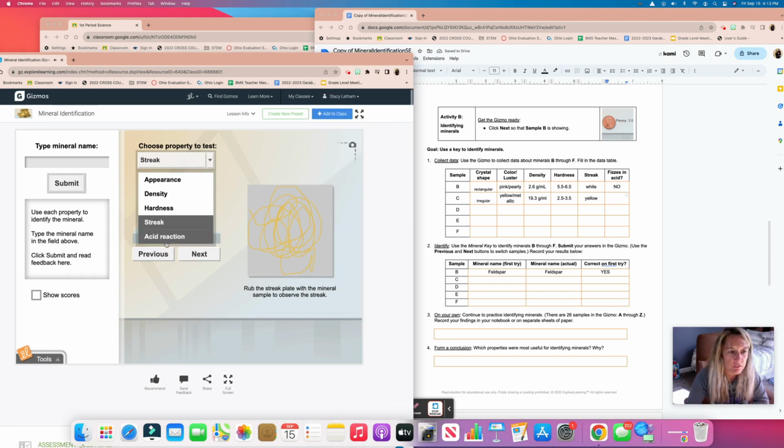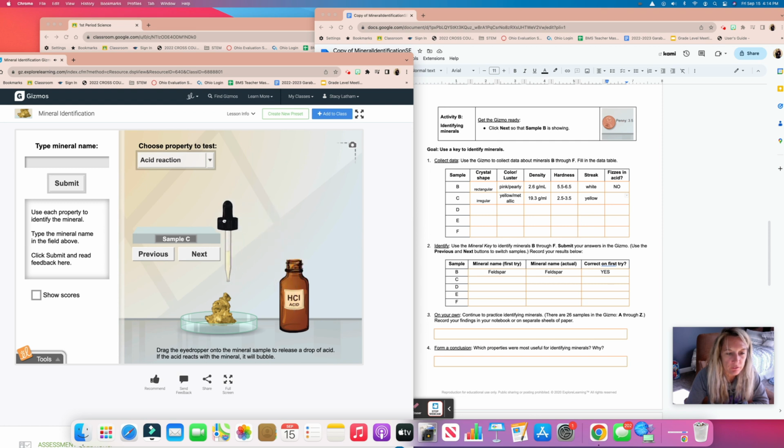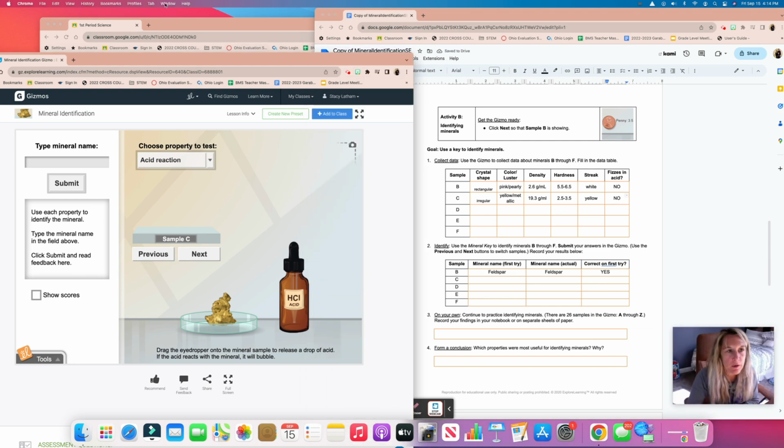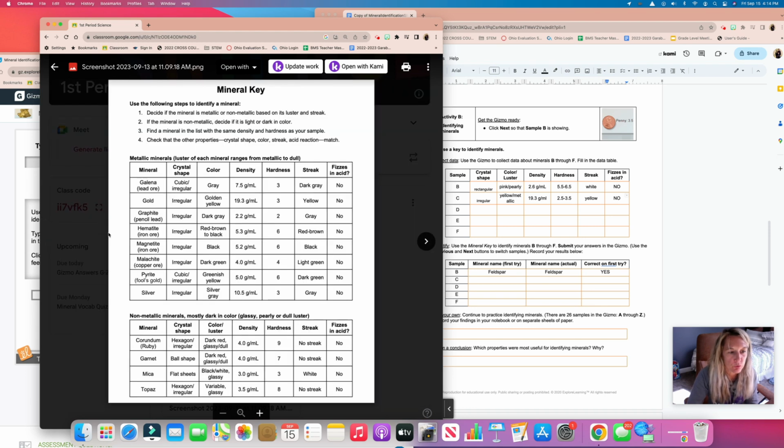Last test, does it fizz with acid? Nope, I just see a splash. So we're going to say no. All right, so we got all the properties. Now we're going to go to the chart. Let's first look. Now this density is pretty high, so let's first look for a 19.3. Ooh, right off the bat, I found a 19.3. See if we find any other ones.